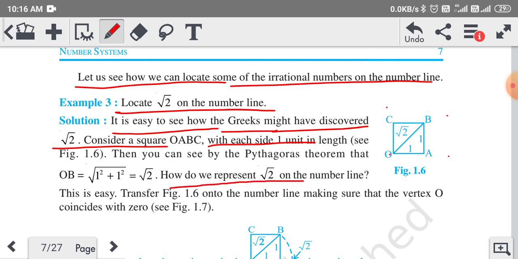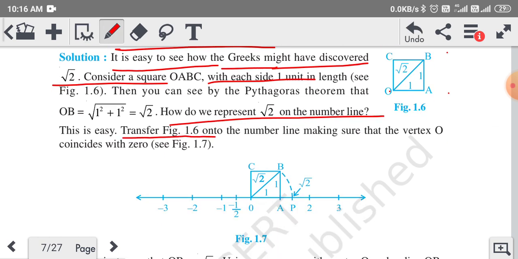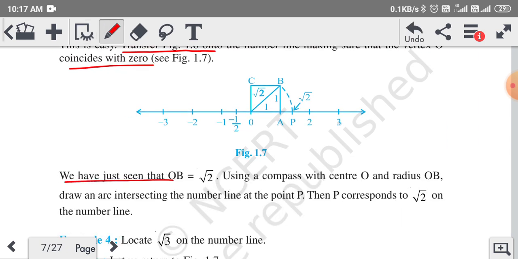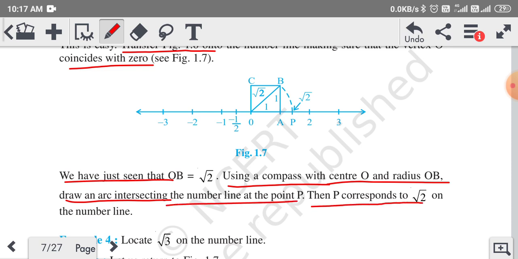How do we represent root 2 on the number line? This is easy. Transfer this on the number line, making sure that the vertex O coincides with 0. We have just seen that OB is equal to root 2. Using a compass with center O and radius OB, draw an arc intersecting the number line at the point P. Then P corresponds to root 2 on the number line.